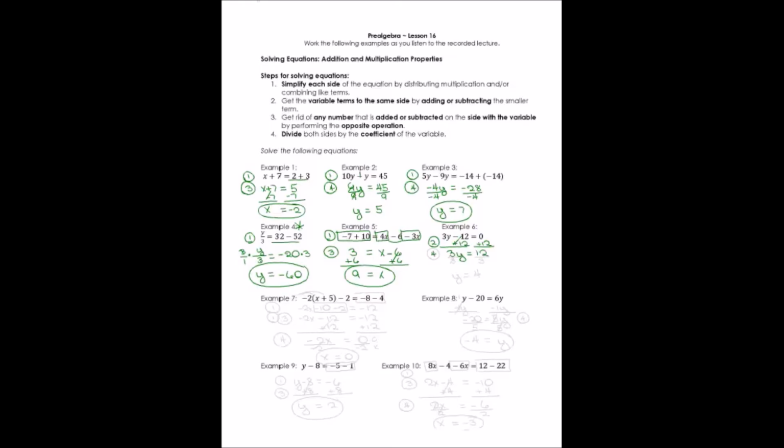And then I'll do step number 4, divide by the coefficient of the variable term. I'll divide by 3. Y is going to equal 12 divided by 3, or 4.